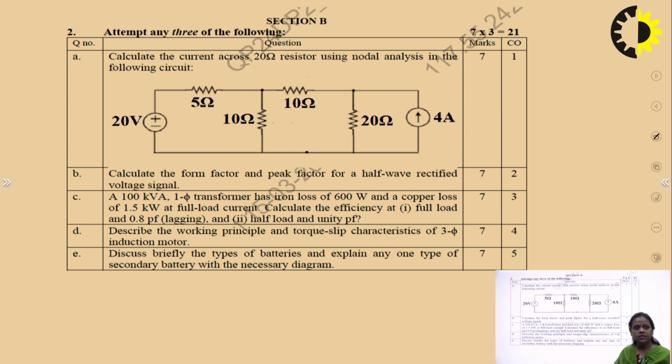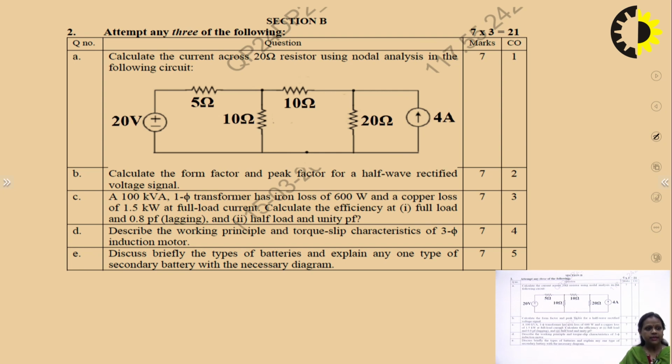Then you can see question B, you have to calculate the form factor and peak factor for half wave rectified voltage signal. This question is from unit 2, and in this question you have to find the form factor and peak factor for the half wave rectified voltage signal. Then question number C, this is from unit 3, that is from the transformer. Here it is given that the 100 kVA single phase transformer, the iron loss and the copper losses are given, and you have to find the full load efficiency and the half load efficiency of this transformer.